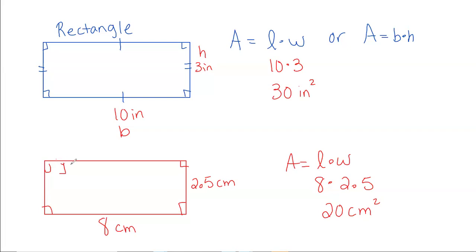So again, that means 20 little squares could fit in this, where each little square has a side length of 1 centimeter. That's why the unit is squared. Okay, going on to parallelogram.